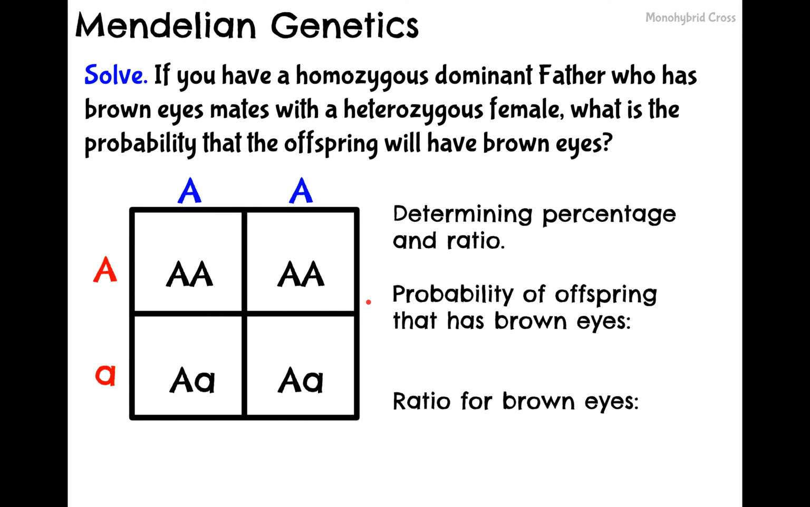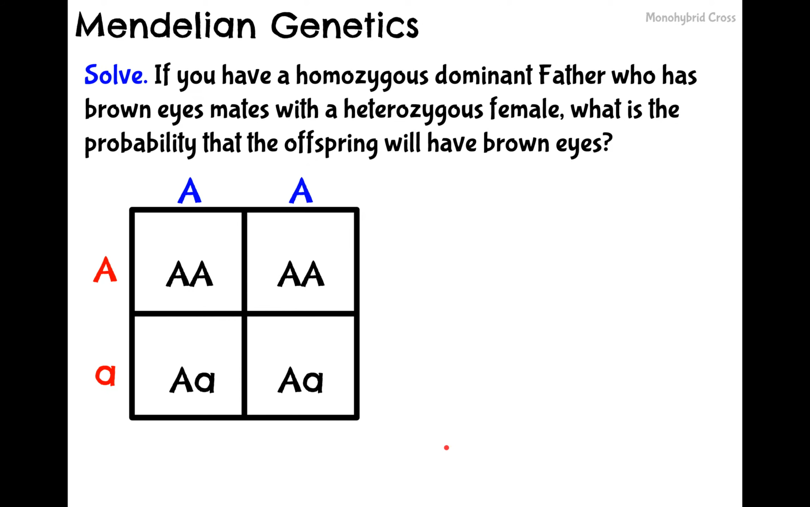So if I were to write this in determining percentage and ratios, I would answer the following questions. How many have brown eyes? I would say 100%. Now the ratio for that, so probability usually is in reference to a percentage, but the ratio is about how many per total. So what I would have here is 4 out of 4. So 4, meaning all of them, are going to be that specific trait, in this case brown eyes, out of 4. So 4 out of 4. Okay.